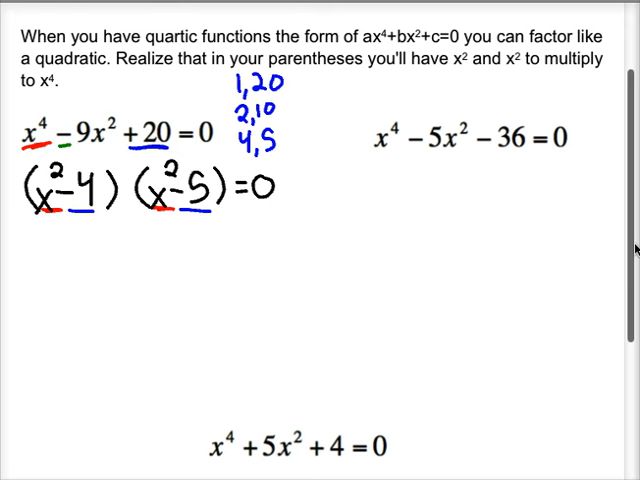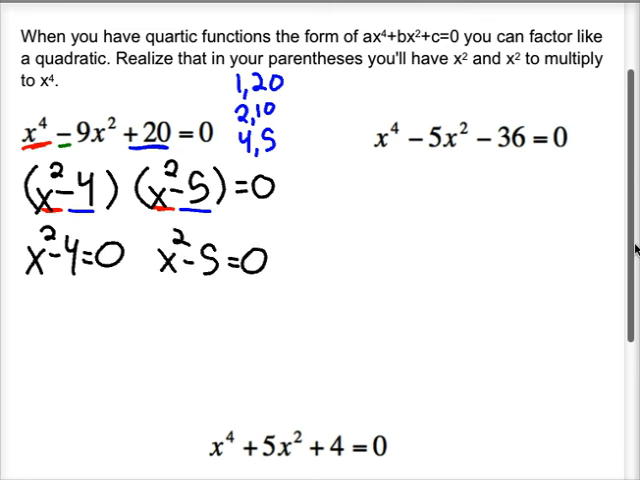So really factoring quartics, as long as they're in this form, is pretty identical to factoring linear things. All you have to keep in mind is that you're dealing with the x squareds in your factors instead of x's. And now you solve them just the same.